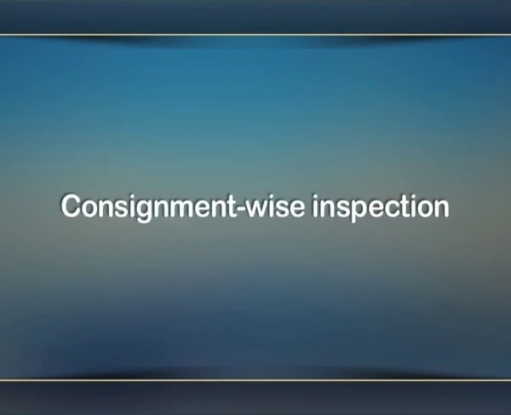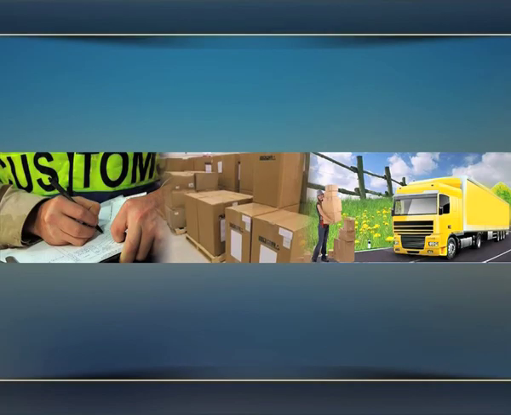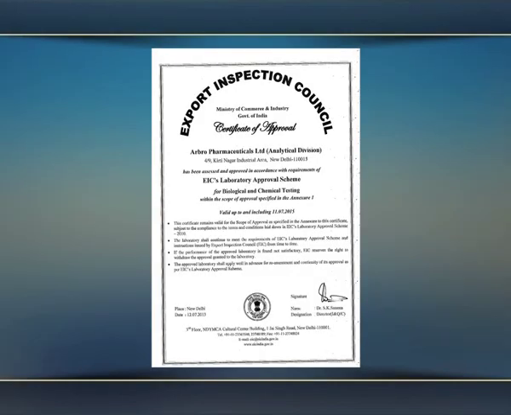Consignment wise inspection. Under this system, each individual consignment is subject to compulsory inspection by the export inspection agencies, that is EIA. The exporter applies to EIA 7 days before the expected date of shipment. The Deputy Director issues the inspection certificate.